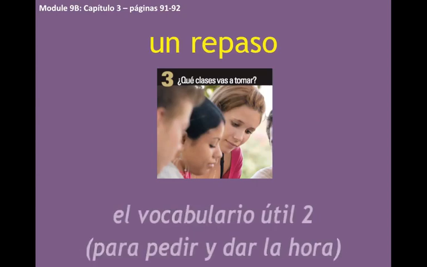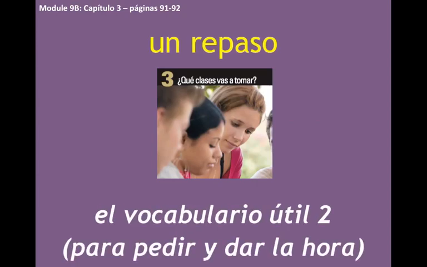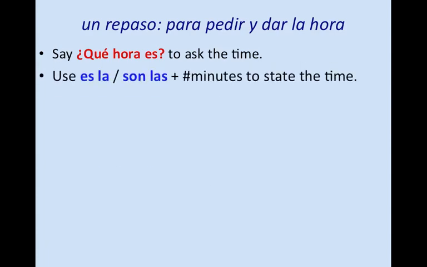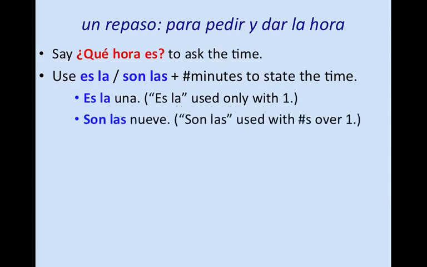Primero, un repaso del vocabulario útil 2 para pedir y dar la hora. Let's talk about telling time. So quick recap here. Say qué hora es to ask the time. What hour is it? Use es la or son las plus the number of minutes to state the time. Es la una, es la is only used with 1 o'clock. Son las, any of the other hours from 2 until 12, is used with numbers over 1.